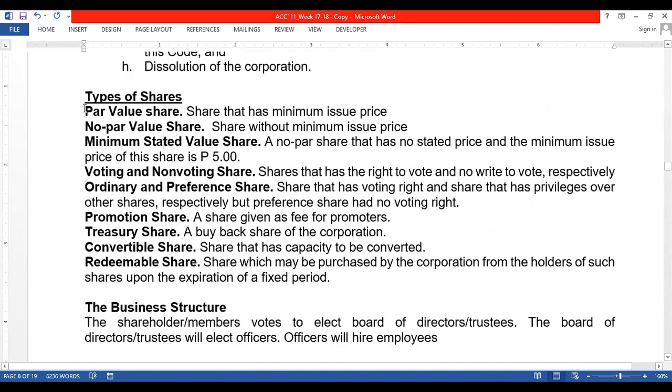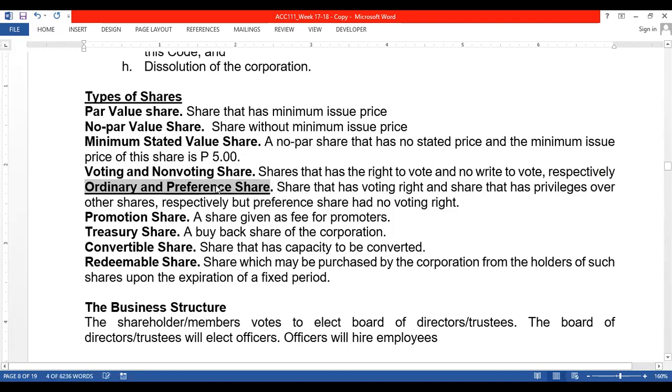So before that, par value share, so this is a share that has a minimum issue price. No par value naman, so a share without a minimum issue price. And minimum stated value share, so syempre pag no par siya, at least meron po siyang minimum stated value per share. So no par share that has no stated price and a minimum issue price of this one is 5 pesos. Voting and non-voting shares naman, shares that have the right to vote and no right to vote respectively. And ito yung ginagamit na terminology along the way sa corporation setting.